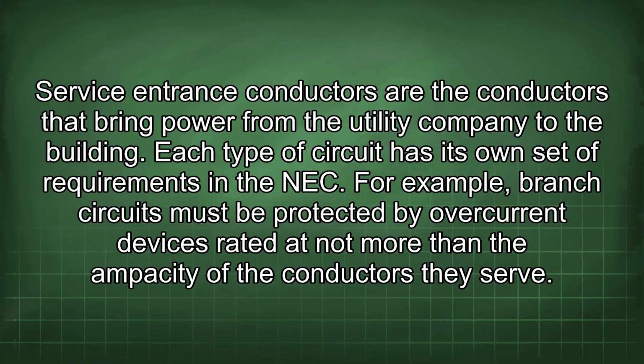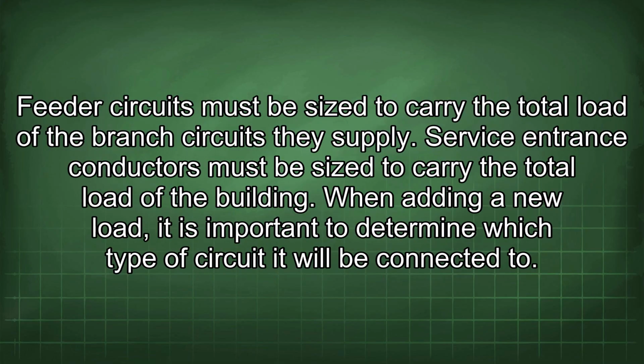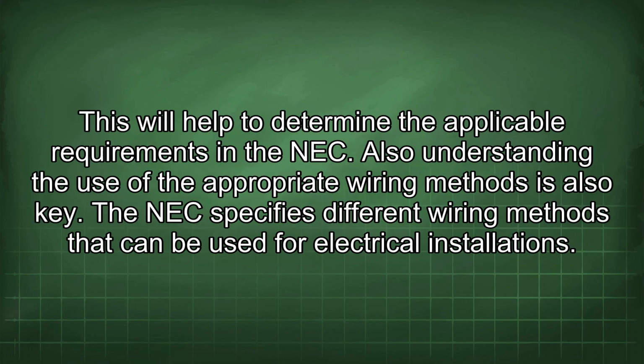For example, branch circuits must be protected by overcurrent devices rated at not more than the ampacity of the conductors they serve. Feeder circuits must be sized to carry the total load of the branch circuits they supply. Service entrance conductors must be sized to carry the total load of the building. When adding a new load, it is important to determine which type of circuit it will be connected to. This will help to determine the applicable requirements in the NEC. Also, understanding the use of the appropriate wiring methods is also key.